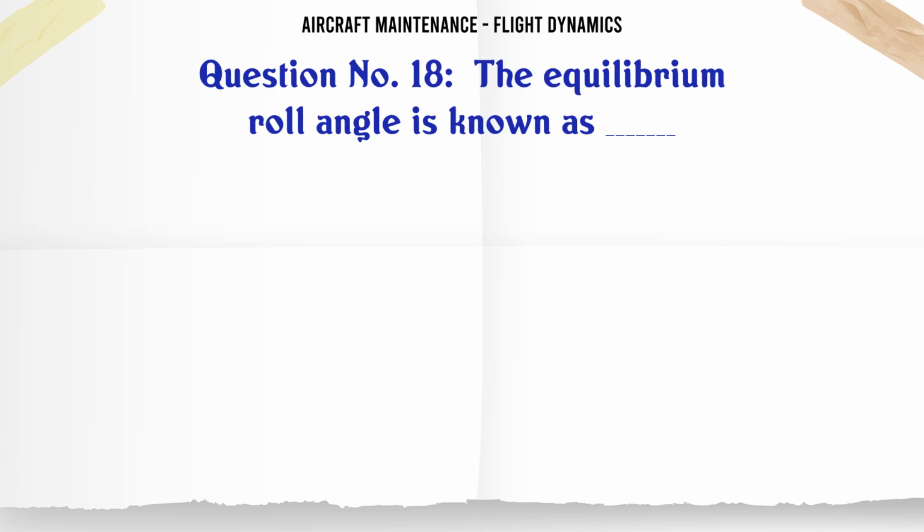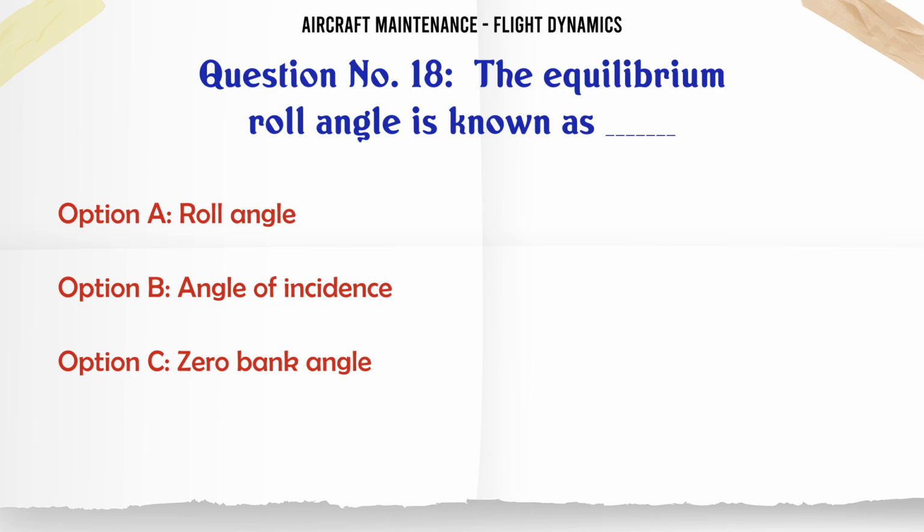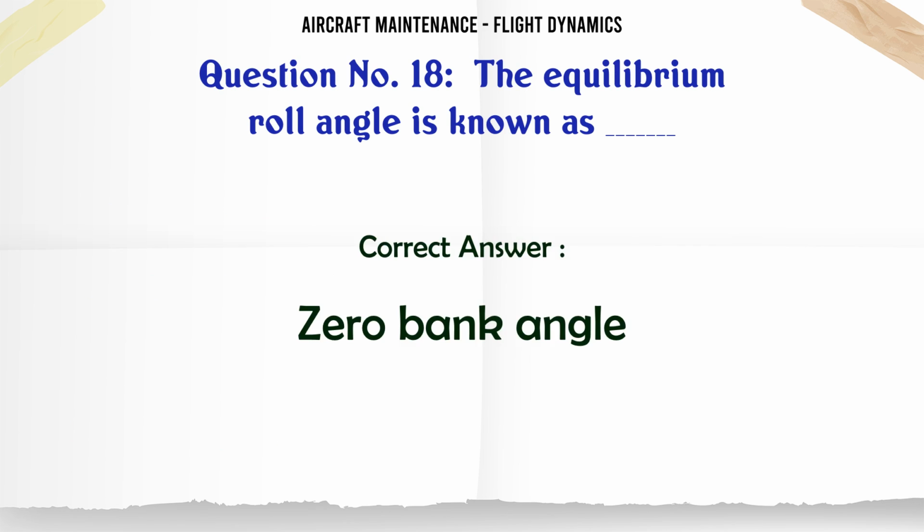The equilibrium roll angle is known as A. Roll angle, B. Angle of incidence, C. Zero bank angle, D. Angle of attack. The correct answer is zero bank angle.